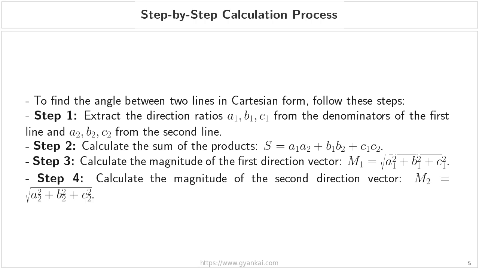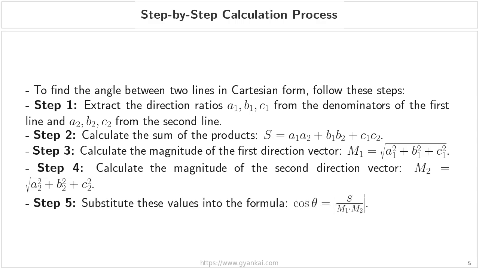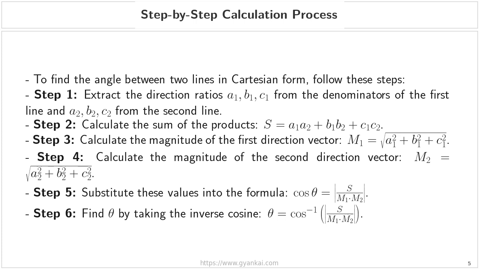Step 4, we do the same for the second line. Calculate m sub 2 by taking the square root of a sub 2 squared plus b sub 2 squared plus c sub 2 squared. Step 5, now, it's time to bring everything together. Substitute your calculated values into the main formula. You'll take the absolute value of s divided by the product of m sub 1 and m sub 2. This will give you the value for the cosine of theta. Finally, step 6. To find the actual angle theta, you simply take the inverse cosine of that result. In the next slide, we are going to walk through a concrete example using these exact steps so you can see this process in action.